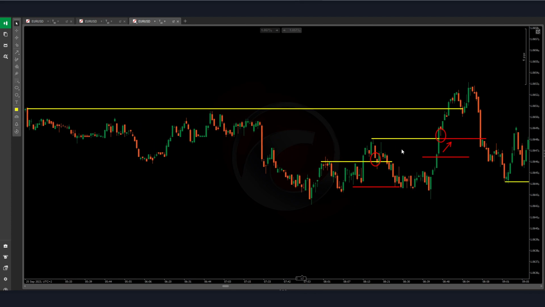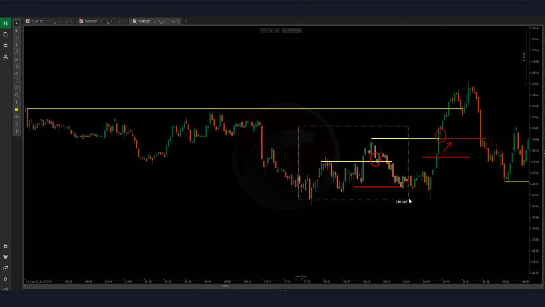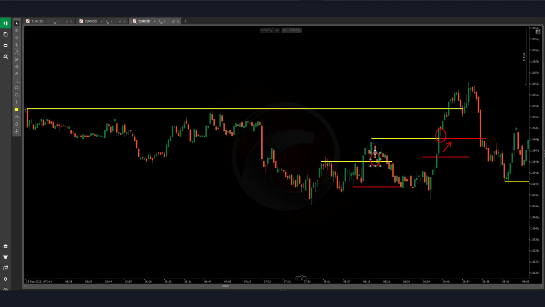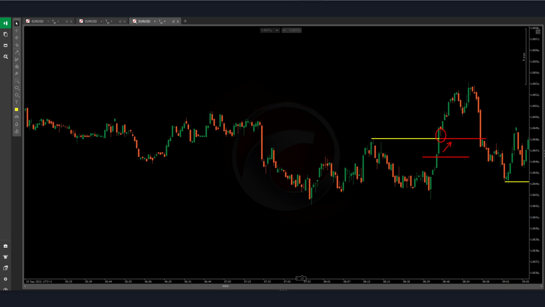So what I wanted to do is take the screenshot of this trade, and then take the screenshot of the second one, after removing this one.